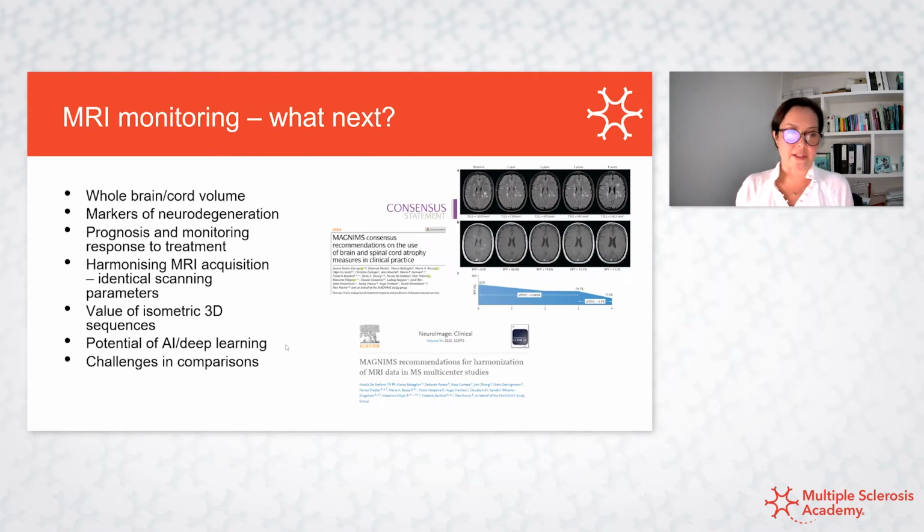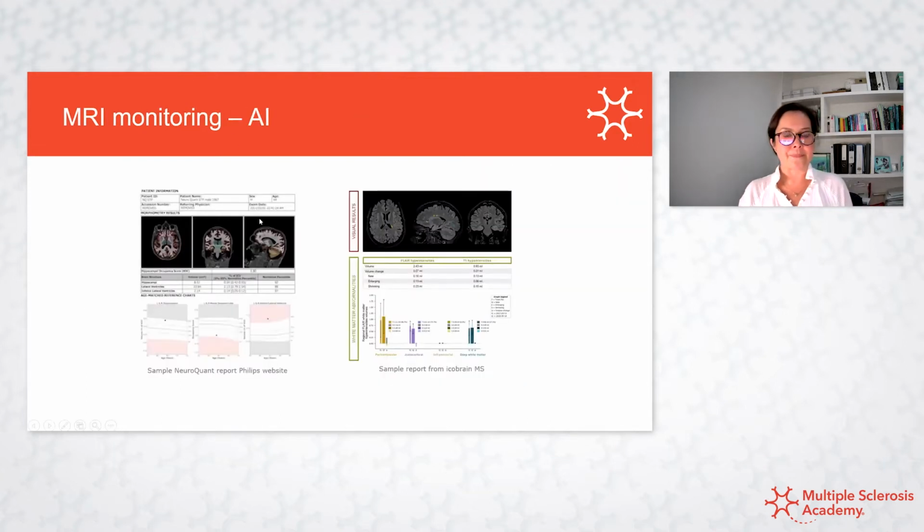We should all be using isometric 3D sequences already, and these will come into their own when we're using AI and deep learning, because these volumes of data can then be manipulated much more easily. So it gives you much better resolution, but also allows you to try and work out volumes, particularly when you're using these automated and semi-automated.